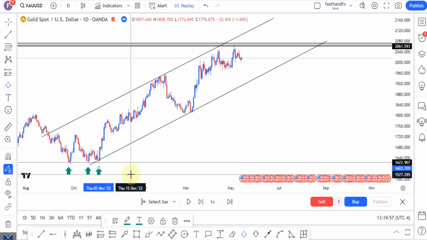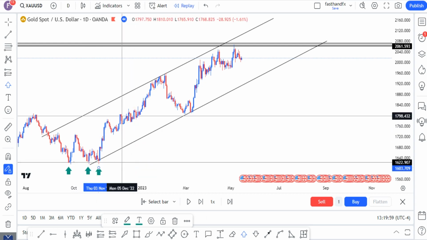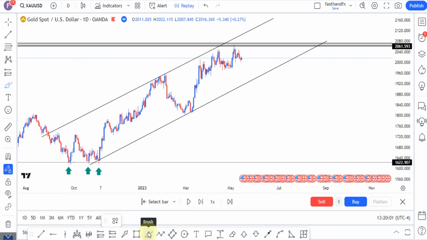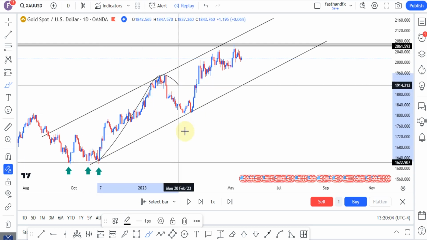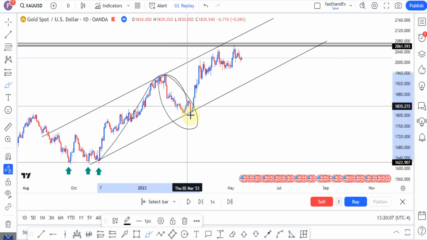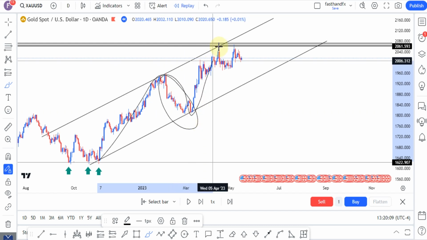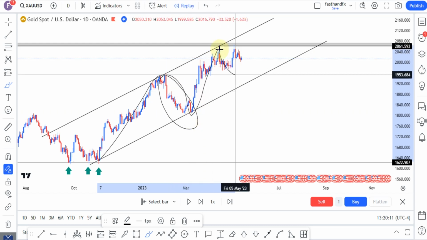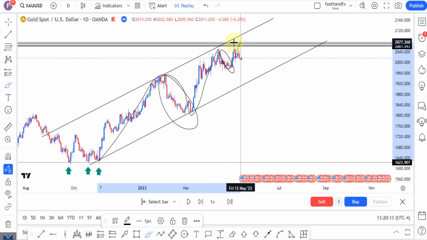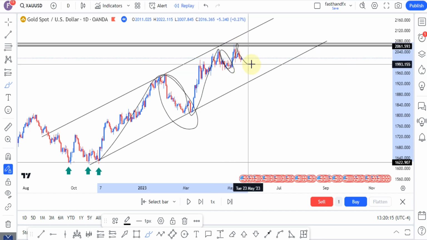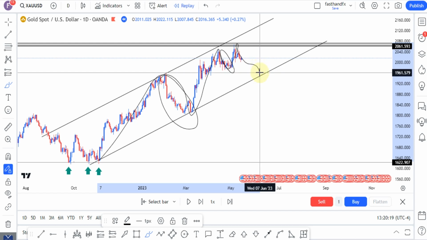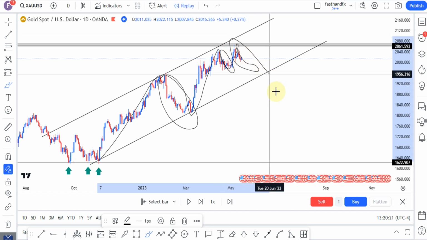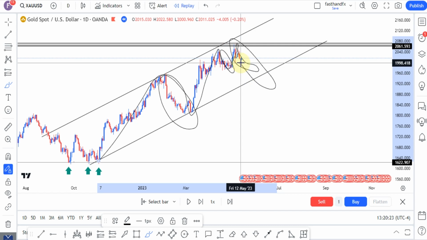Then the market gave us this impulse move. This impulse move gave us this correction. Another impulse move, correction, that impulse. So this is another correction happening right here. So we'll just wait and see what will happen around this area. So what do you expect the market to do here?